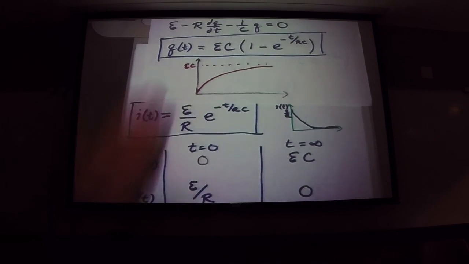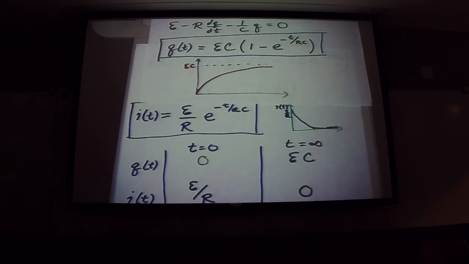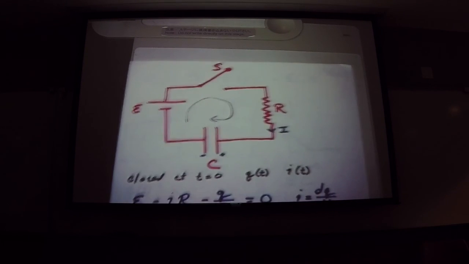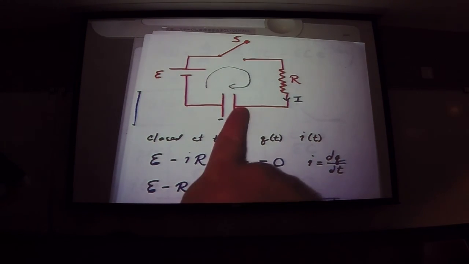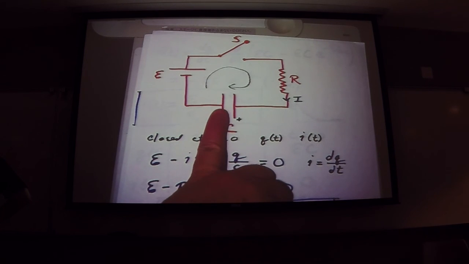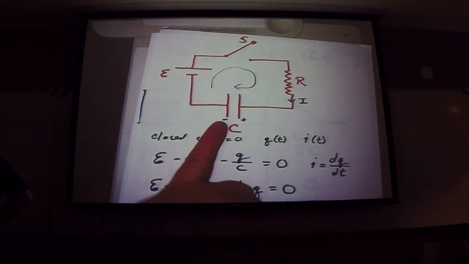Now here's the principle of why. An uncharged capacitor acts like a reservoir because you can store charge on the capacitor itself. Current cannot flow across the capacitor. It has to flow on one side and off the other.